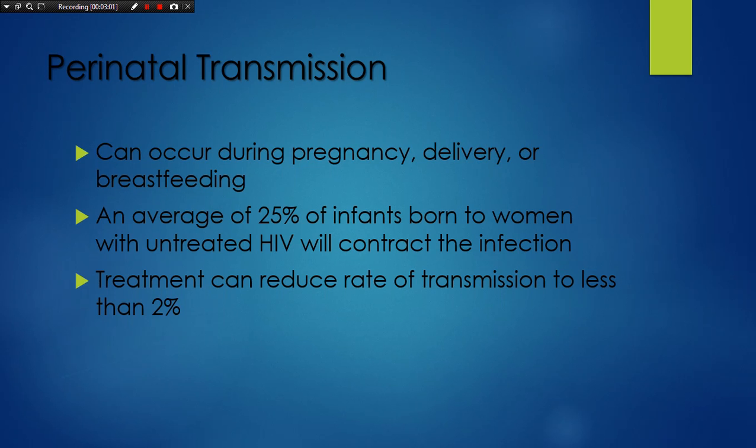Perinatal transmission can occur from an HIV-infected mother to their infant. Fortunately, the risk of transmission can be reduced to less than 2% in settings where pregnant women are routinely tested for HIV infection. If found to be infected, the mother is treated with antiretroviral therapy, which is a combination of medication used to control and suppress HIV replication.